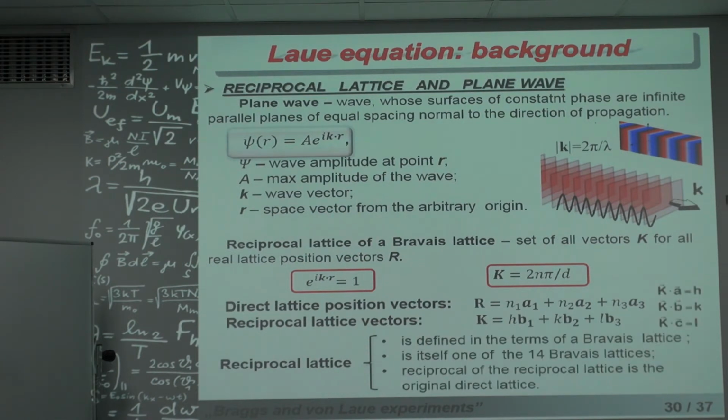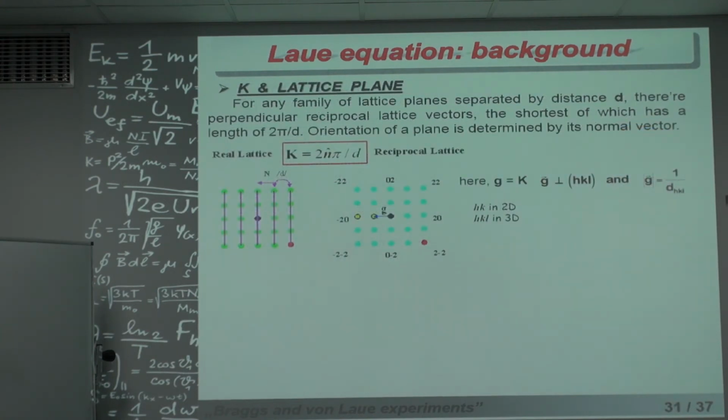where the reciprocal lattice is defined in terms of a Bravais lattice, is itself one of these 14 Bravais lattices, and the reciprocal of the reciprocal lattice is the original direct one, like minus gives plus. One more reminder involves a connection between the real lattice and reciprocal lattice.